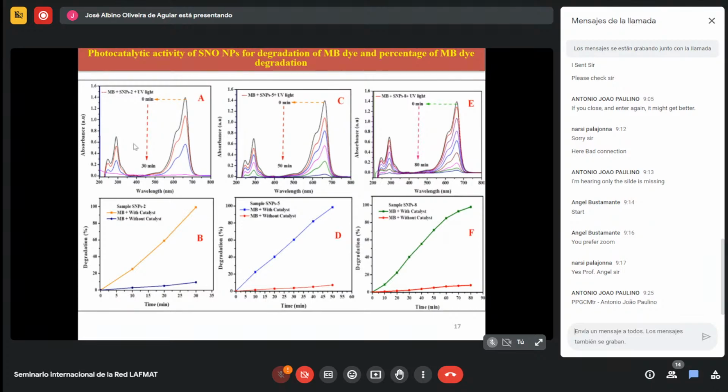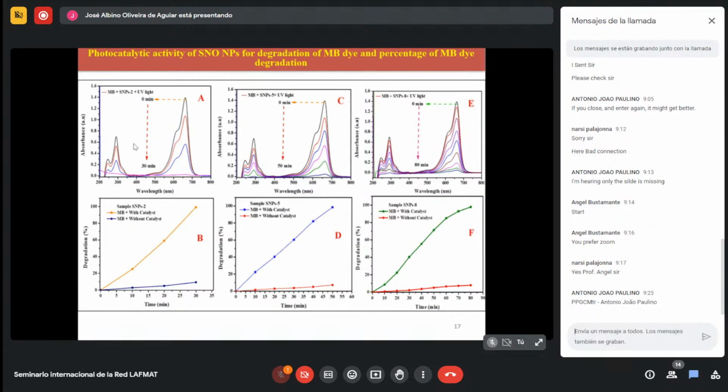While looking at the third material, the higher temperature nanomaterial at 800 degrees, methylene blue degrades within 80 minutes. Because of the smaller size of the material, it is very good for photocatalytic activity. So that is the 30 minutes degradation, and the percent of degradation we also calculated. This is the response for the percent of dye degradation.